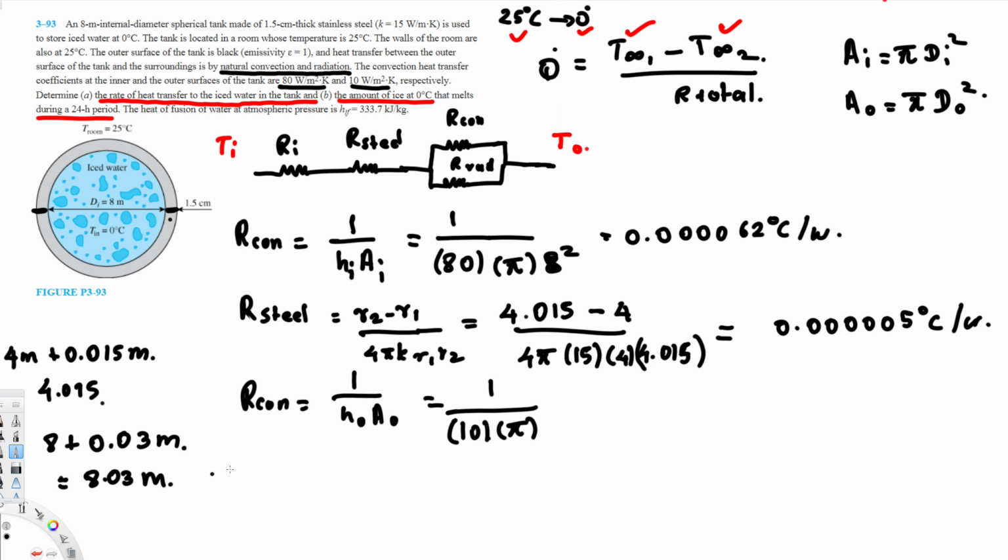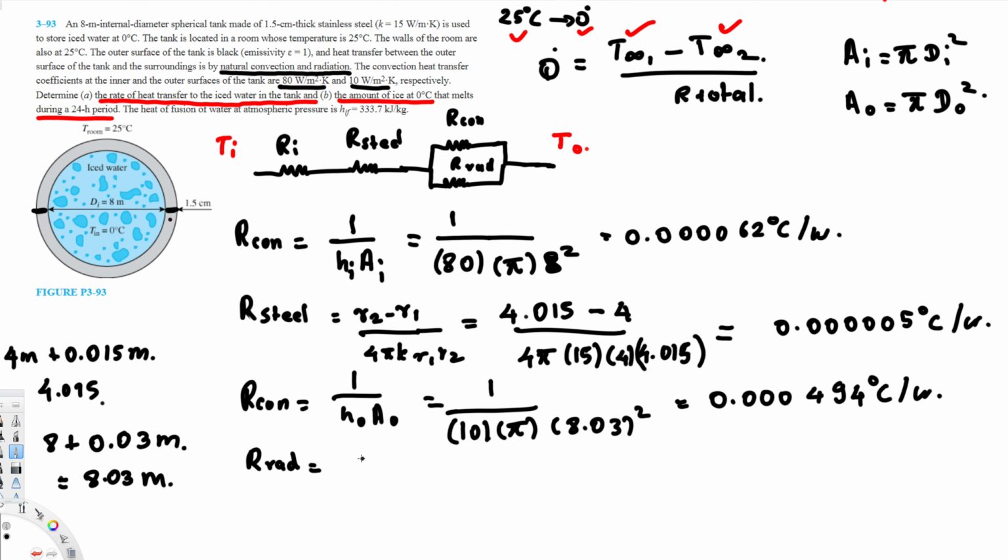meter, and now we have to square this one right here. This is going to be 8.03 square. Now if you plug this one in calculator and find the value, that's going to give you 0.000494 degrees Celsius per watts. Now we have our convection, and also they have mentioned we have a radiation also in the outside. So we have to calculate our radiation.